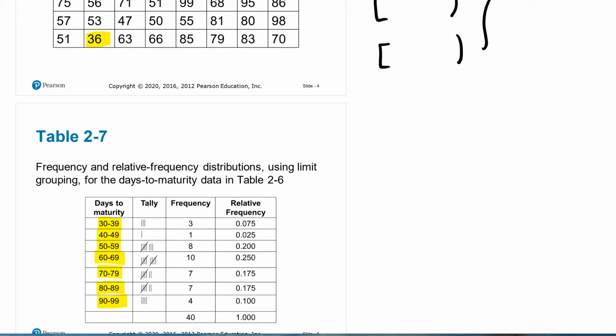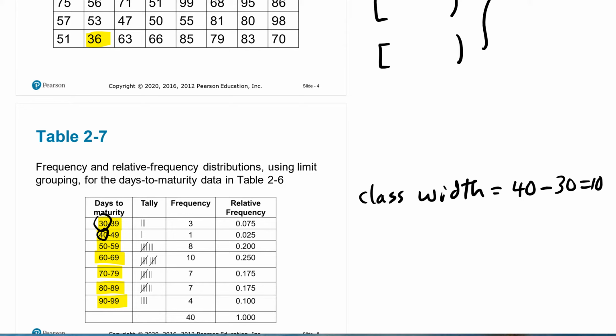Now notice something here. The class width, I said, is 10. The class width can be found by taking the first data in the second row minus the first one in the first row. That's 10. Or for the next one, 50 minus 40, 60 minus 50, and so on and so forth. So 30 is the smallest value in that class, so that's the lowest value.